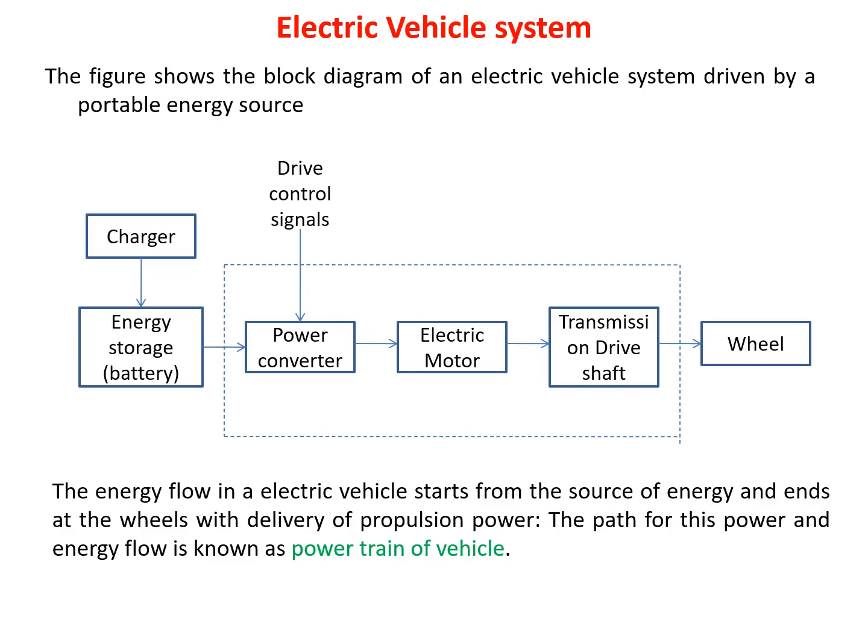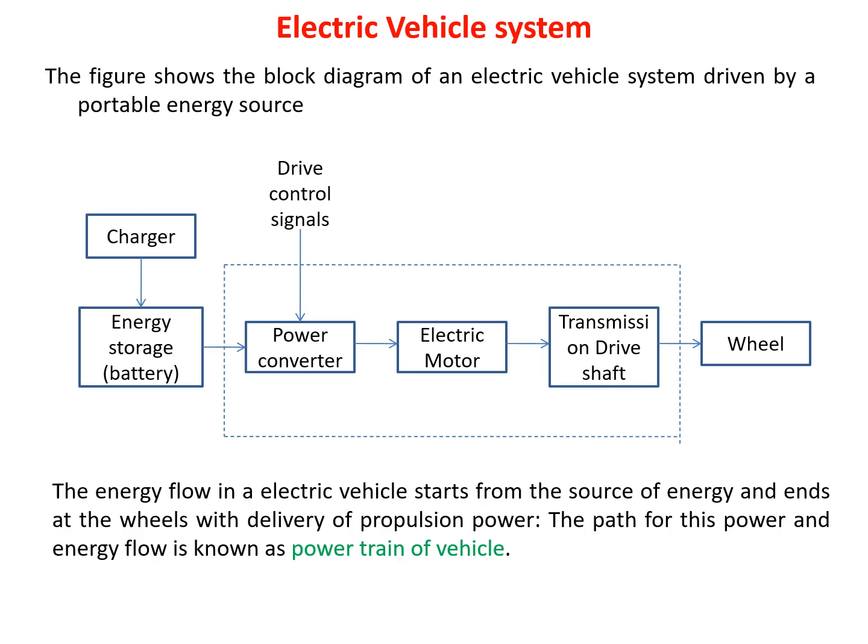Next section of the electric vehicle system, that is the block diagram of an electric vehicle system which is driven by a portable energy source. Okay, now let us consider this simple block diagram which has a charger. The charger will be connected to the energy storage system, that is the battery.